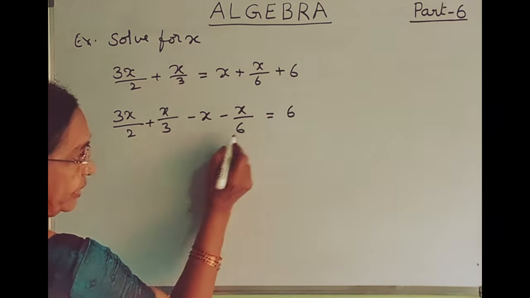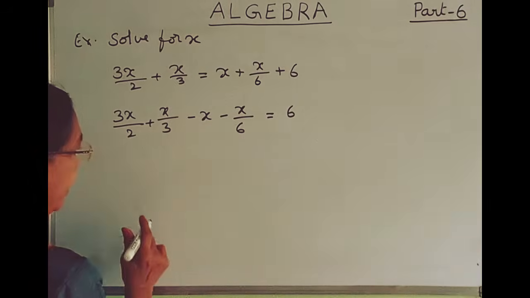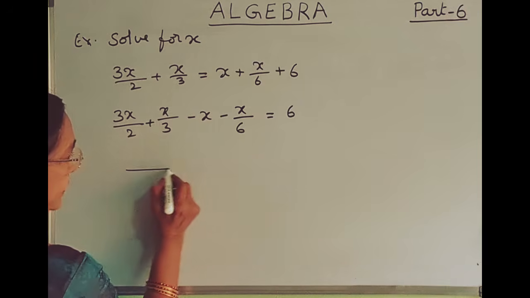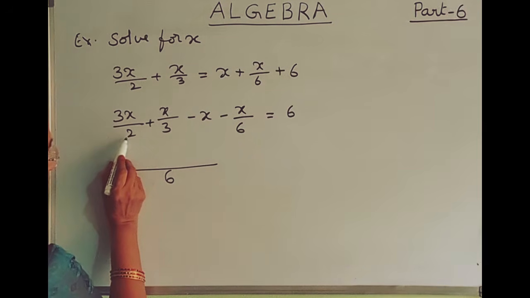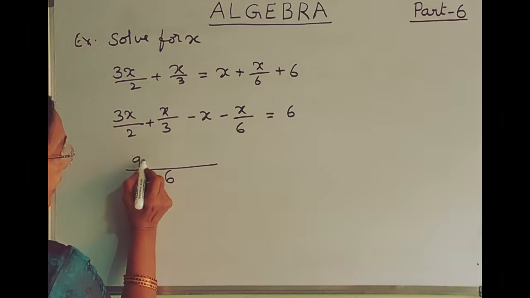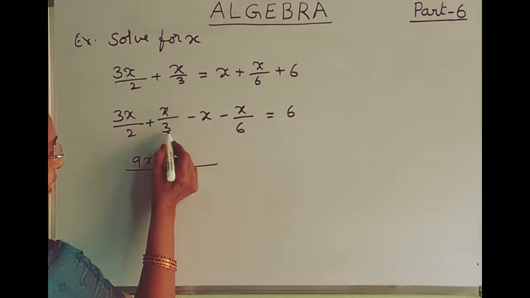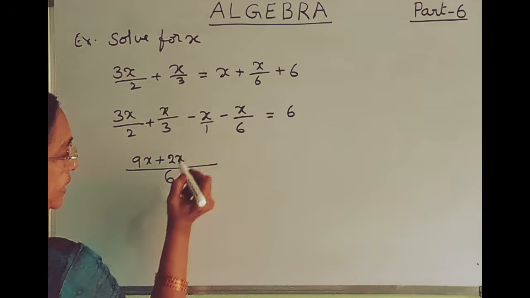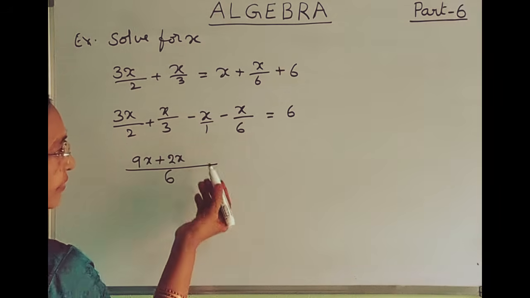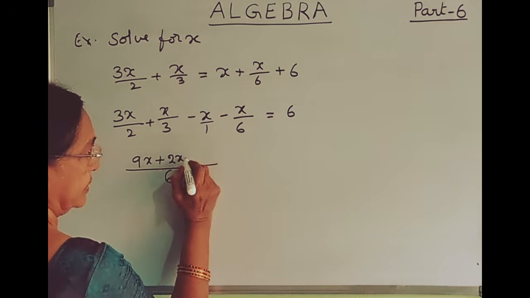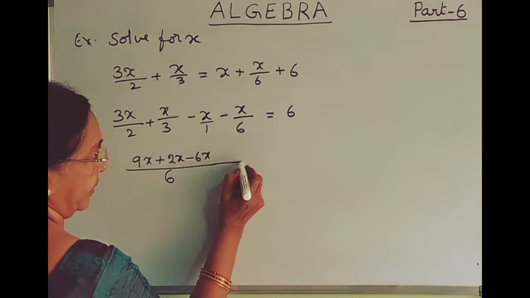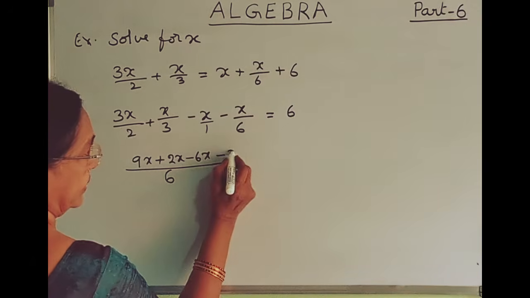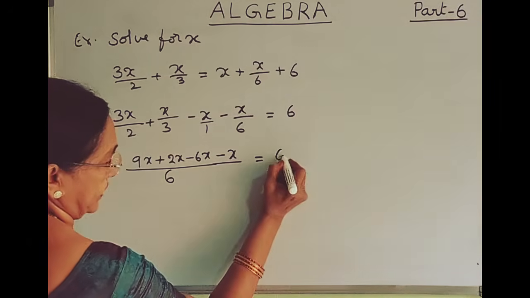Now we will simplify or add all these fractions. So the LCM of 2, 3 and 6 is 6. And 6 divided by 2 is 3, 3 into 3, 9x. Plus 6 divided by 3 is 2, 2 into x, 2x. Here x means x by 1. So 6 divided by 1 is 6, 6 into x, 6x. Minus 6 divided by 6 is 1, 1 into x, x is equal to 6.